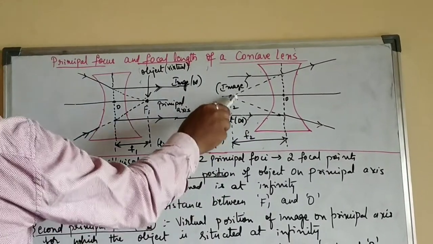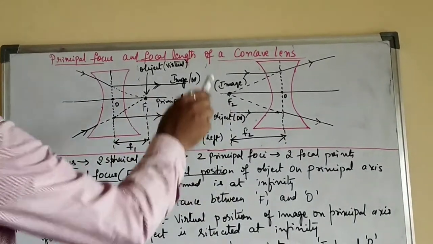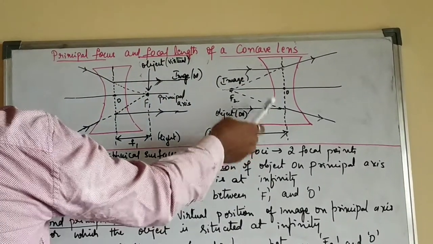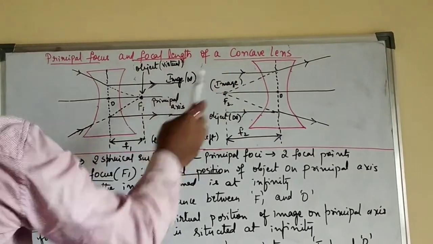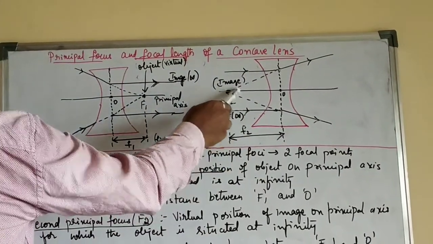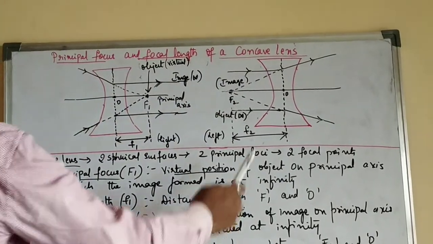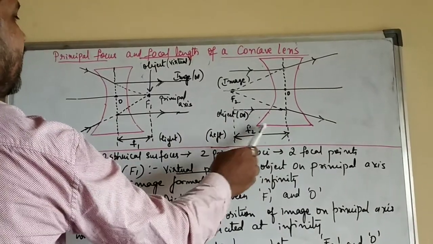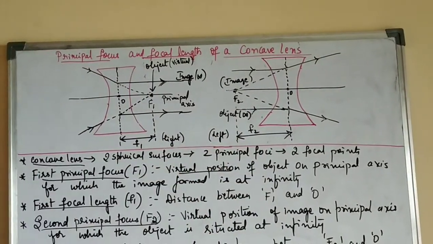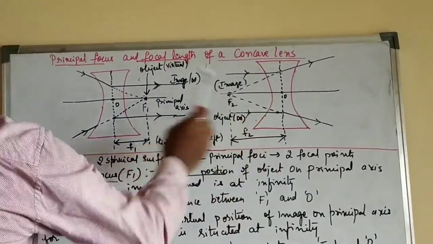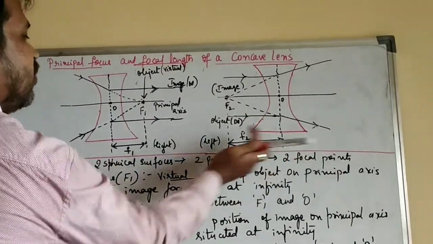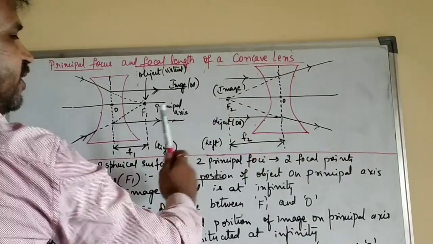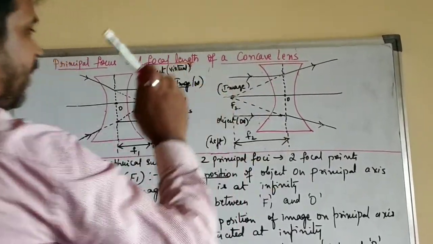That F2 is called what? Second principal focus. At that second principal focus, an image is formed. So in this case, the object is situated at infinity and the image is formed at the second principal focus. Now, the distance between the second principal focus and the optical center is called the second focal length. You can see here, the second principal focus and the second focal length are towards the left side of the optical center, or the left side of the lens.